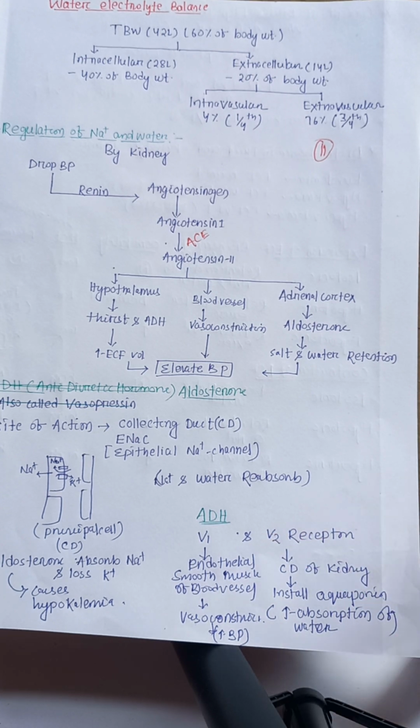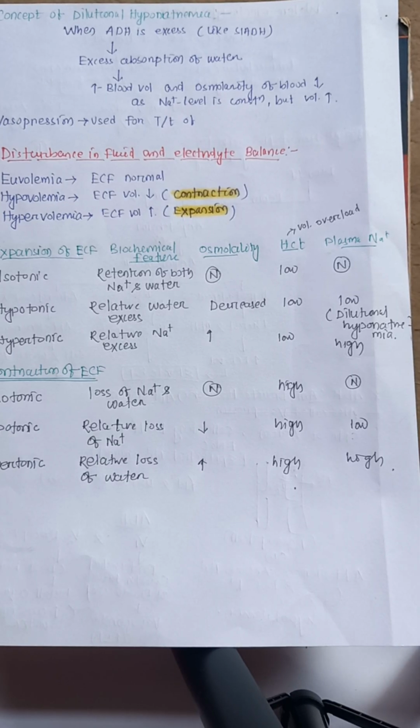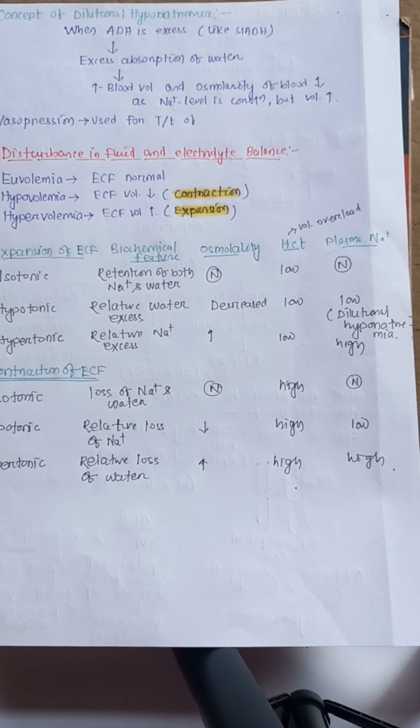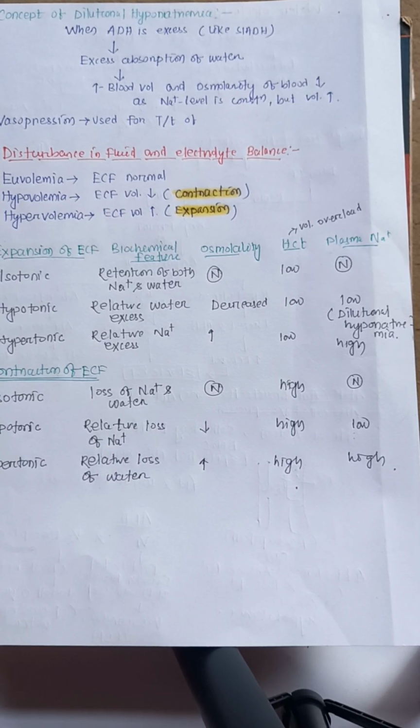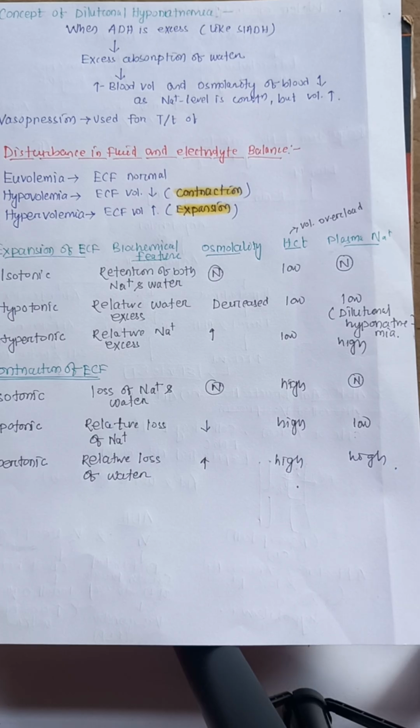ADH is also present in blood vessels. If you give ADH, it causes vasoconstriction and increases BP. So in a hypotension patient, a vasopressin injection is prescribed, like desmopressin. Now, the concept of dilutional hyponatremia. This is seen with ADH excess, in SIADH, the syndrome of inappropriate ADH secretion. If there is excess ADH secretion, it causes excessive absorption of water from the kidney, and that causes dilutional hyponatremia.